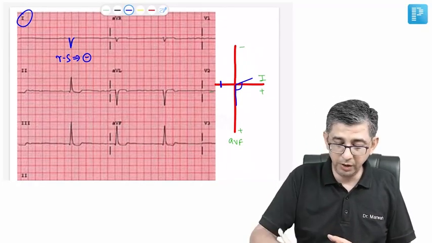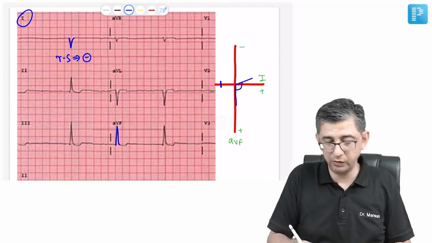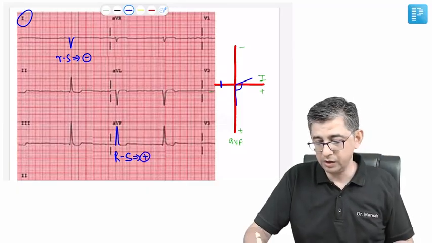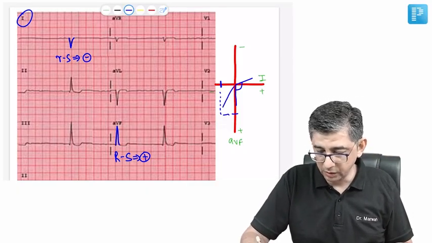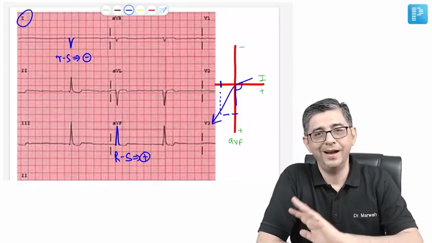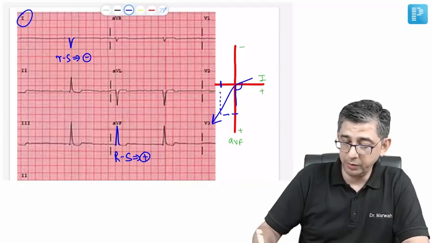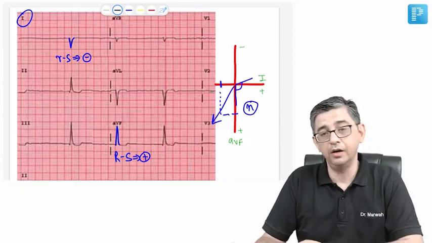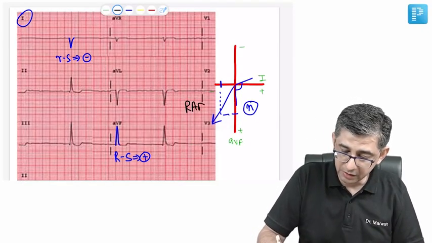Now let's look at lead number AVF. It's predominantly positive. I mean, there is only an R, there is hardly any S. So I'm going to write R minus S is positive. And if I just plot this data and join it here, then the axis is falling in this area. This is mathematics, guys, and the axis is falling different from where it normally should be. This is the normal axis, but you are noticing that the axis is falling rather to the left side of the normal axis. This is a left axis deviation.